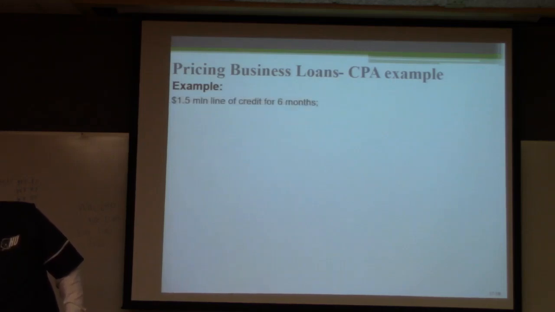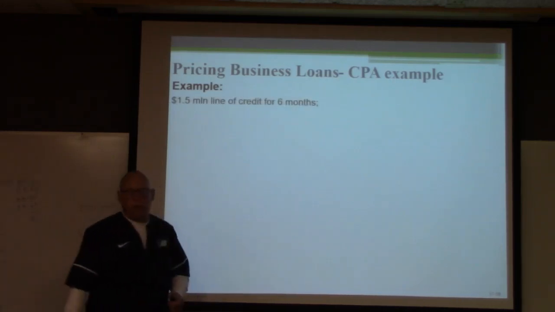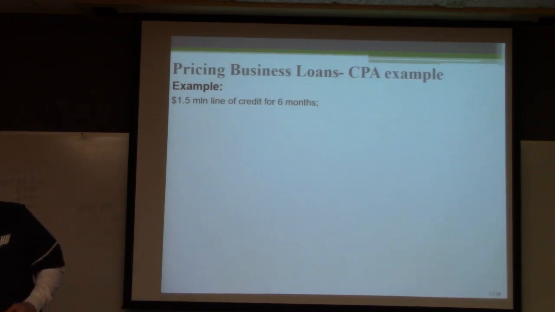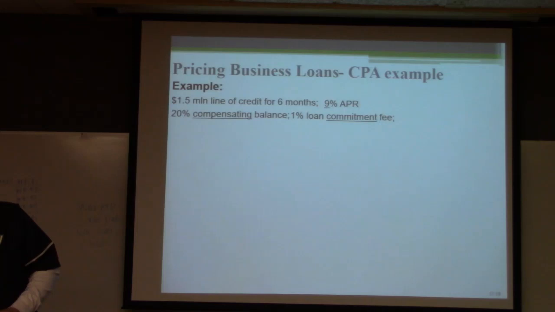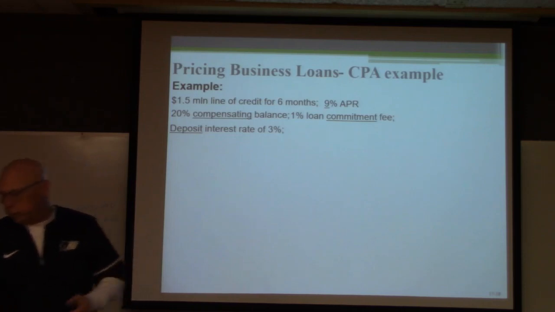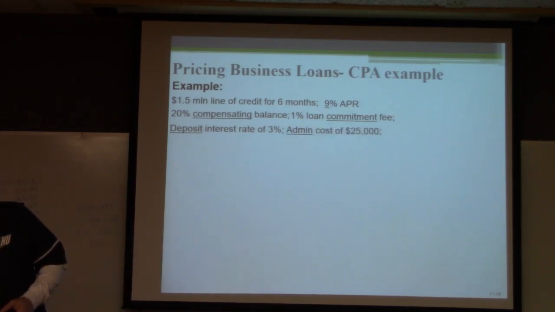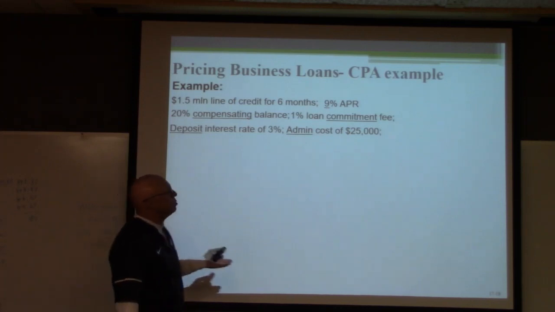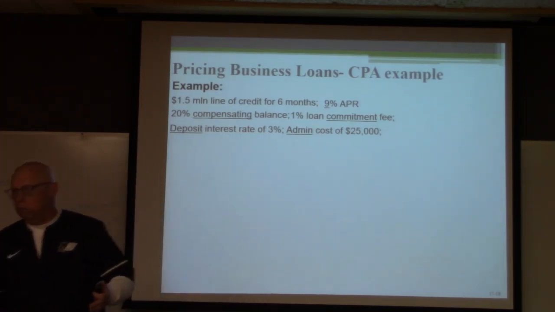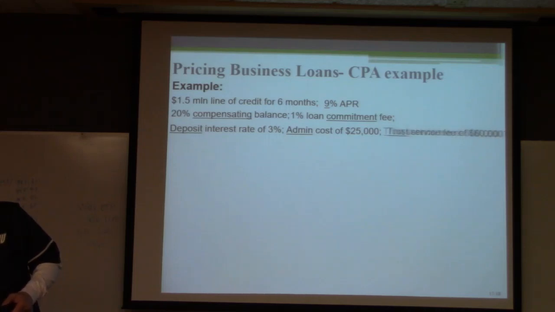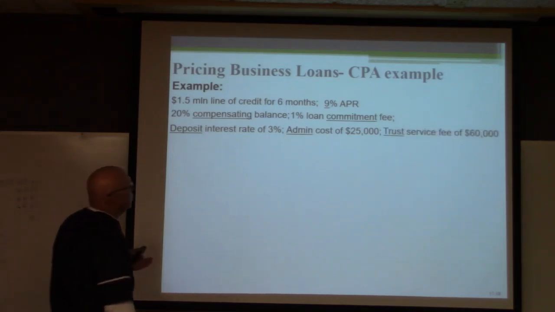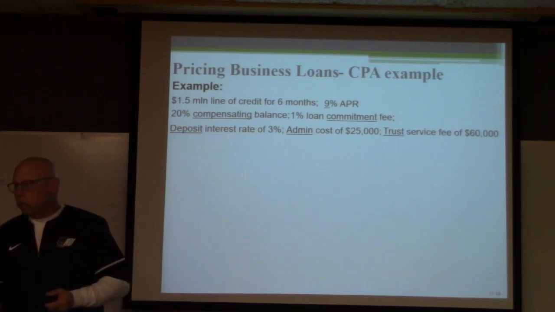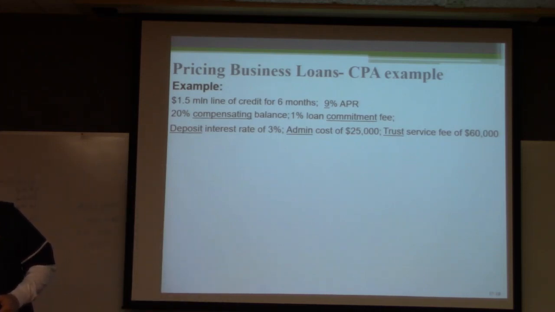Okay, here we go. Let's say we've got a $1.5 million line of credit with a customer for 6 months. The terms are 9% APR, a 20% compensating balance, and a 1% loan commitment fee. You're currently paying 3% on deposits, kind of a high rate. The administrative cost of providing these services is $25,000. That seems kind of high. The customer is also doing trust business with you, so you're charging them $60,000 for that.